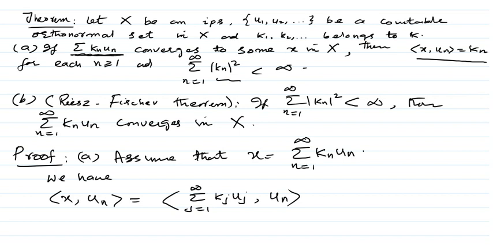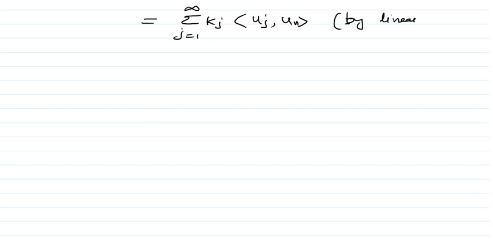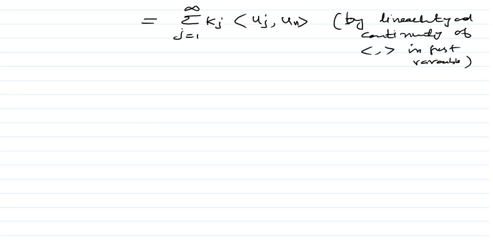Okay, so this is equal to, since the inner product is continuous, the summation over j from 1 to infinity of Kj times the inner product of Uj and Un. The reason is linearity and continuity of the inner product in the first variable. That's the reason.